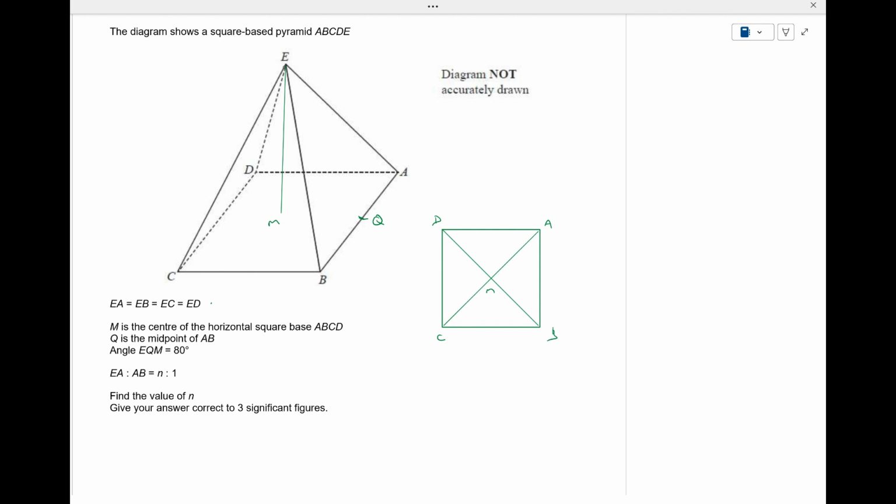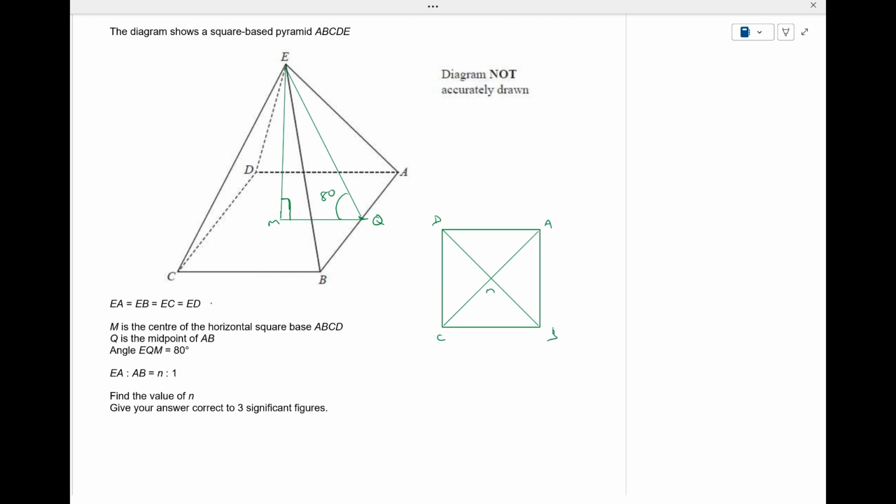Angle E to Q to M. Well, that's going to be a right angle there. Angle EQM is 80.